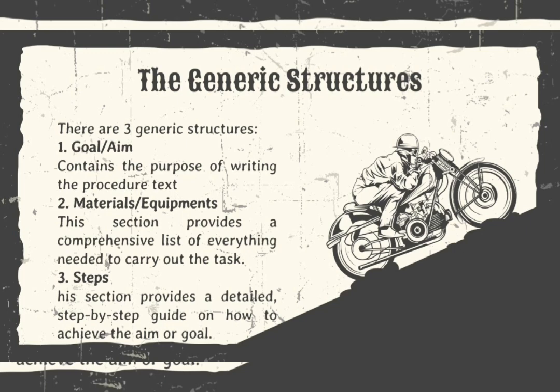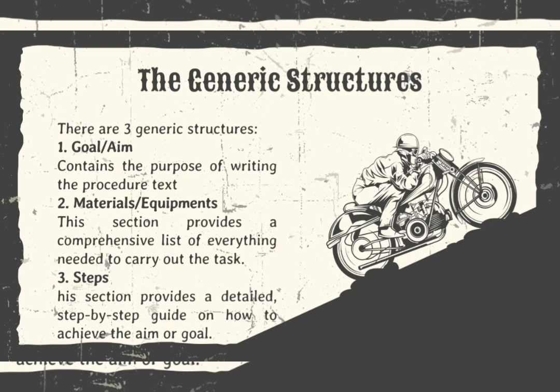And then the next structure is the materials or equipment. This section provides a comprehensive list of everything needed to carry out the task. It ensures that the reader has everything at hand before starting. Most people misunderstand this: materials could include tools, equipment, or other supplies. For example, if you are assembling a piece of furniture, this section will list all the required parts and tools like screws, nails, and a hammer, etc.